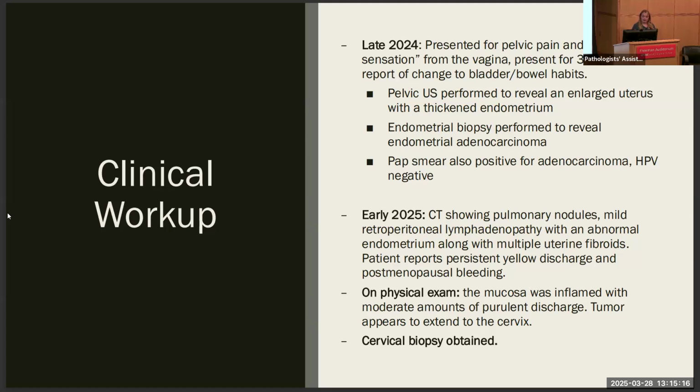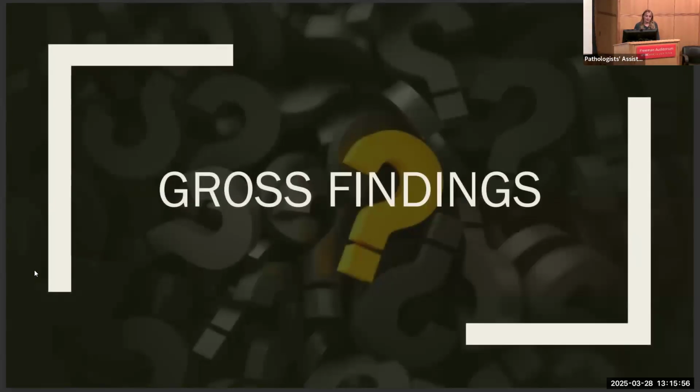She presented months later in early 2025 and had a CT done, and it showed pulmonary nodules, mild retroperitoneal lymphadenopathy, which just means her lymph nodes were swollen, and abnormal endometrium along with multiple uterine fibroids. At this point, she was reporting persistent yellow discharge and postmenopausal bleeding. On physical exam, the mucosa of the vagina was inflamed with moderate amounts of purulent discharge, and the tumor was grossly appearing to extend beyond the cervix. They went ahead and biopsied the cervix at this visit. So that will lead us into our gross findings.